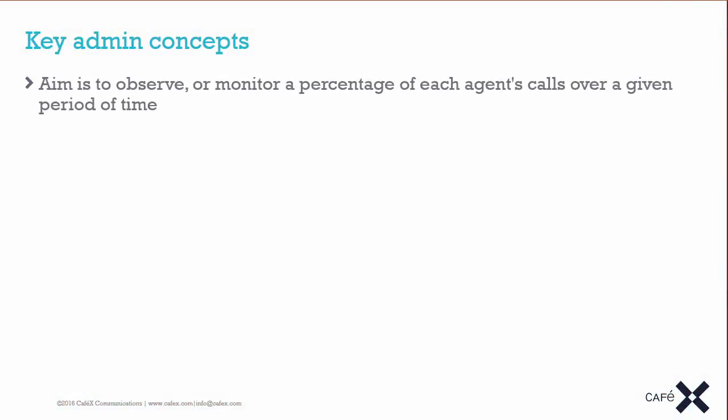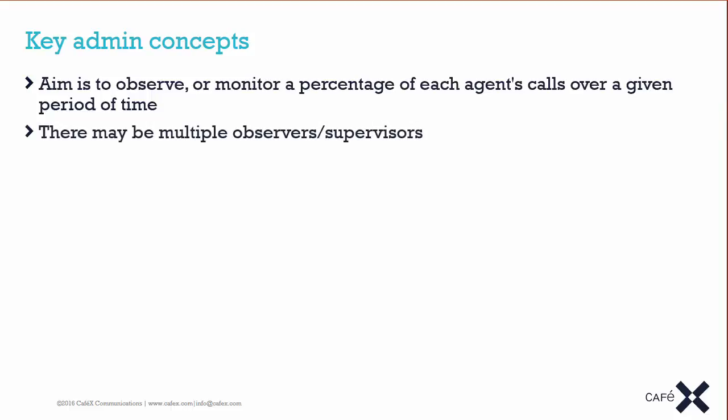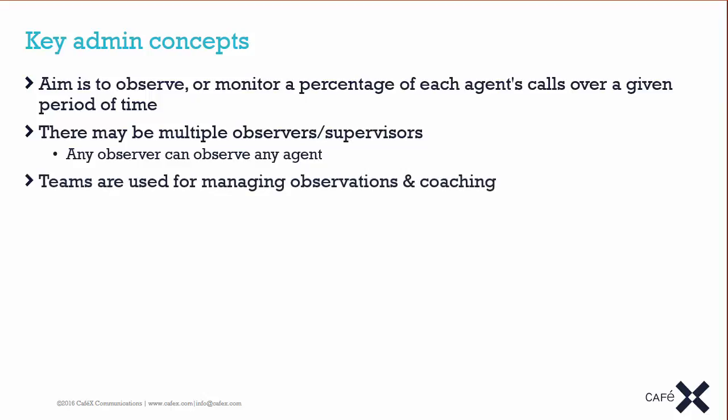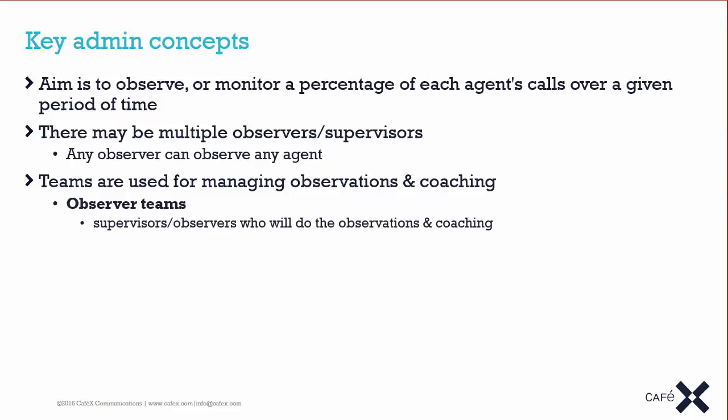Now, there are three things to understand before we get to work. One, the overall aim is for us to observe or monitor a percentage of each agent's calls over a given period of time. Two, there may be multiple observers or supervisors, and we're happy for any of us to observe any agent during that given period. And three, Supervisor Assist uses the concept of teams for managing observations and coaching: observer teams, comprising supervisors or observers who will do the observations and the coaching, and observee teams, comprising those team members who will be observed.